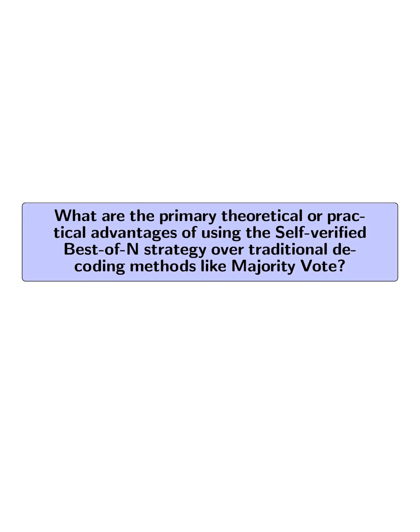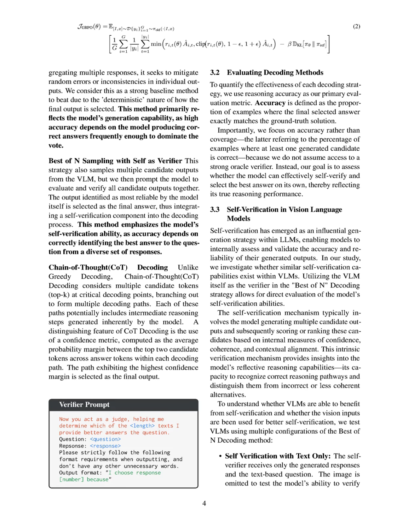paper. What are the primary theoretical or practical advantages of using the self-verified best-of-n strategy over traditional decoding methods like majority vote? The primary theoretical advantage of the self-verified best-of-n strategy over traditional decoding methods like majority vote lies in its emphasis on self-verification capabilities. While majority vote relies on the model's generation quality to produce multiple correct answers for consensus, self-verified best-of-n integrates a self-assessment mechanism where the model evaluates its own outputs to select the most reliable answer.